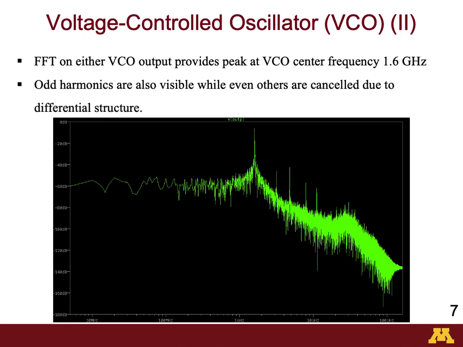If we take the FFT of the VCO output signal, then we get the peak at the resonant frequency, which is in this figure 1.6 gigahertz, exactly what we calculated, exactly what we designed for. We should mention here that when we calculated the oscillation frequency from the LC equation, the capacitance C not only includes the fixed capacitance but also includes the varactor capacitance, which is tunable.